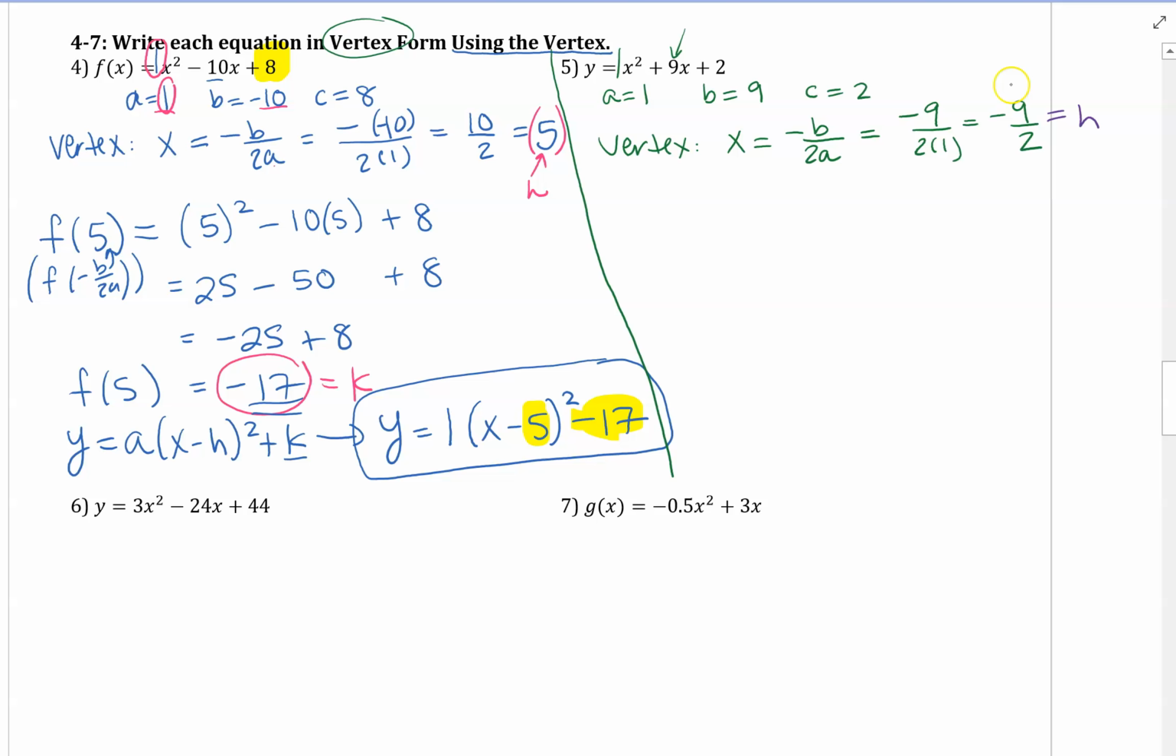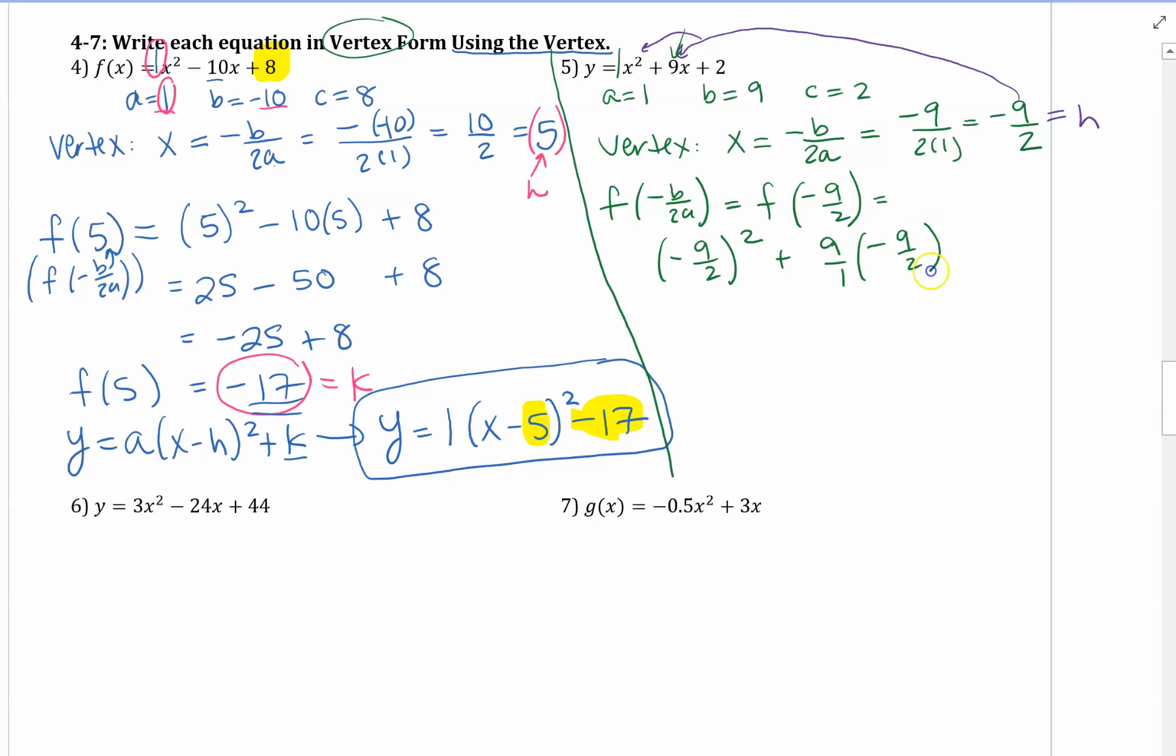Now what I'm going to need to do is take that number, plug it in for x to find y. So I call that f of negative b over 2a, which in this case would be f evaluated at negative 9 halves, which is negative 9 halves squared, right, x squared, plus 9 over 1 times negative 9 halves. Whenever I'm working with fractions, I put all my whole numbers over 1, and then plus 2 over 1. So when I square a fraction, I square top and bottom, so I get positive 81 over positive 4, because I was also squaring the negative, because that was part of my h, or part of my negative b over 2a.